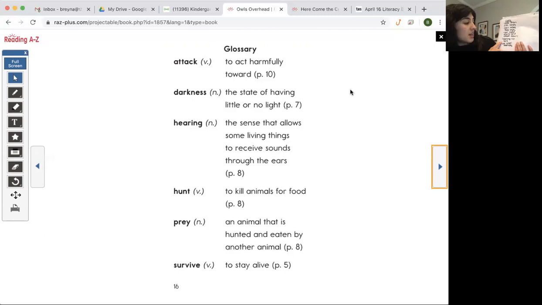Another thing I said is they use their hearing. They have very good hearing and they have to use their hearing to hunt. And the last thing I wrote is that they eat small animals. And remember, one type of owl can eat up to 11,000 mice. So if they're eating meat, what would that make them? They're a carnivore.